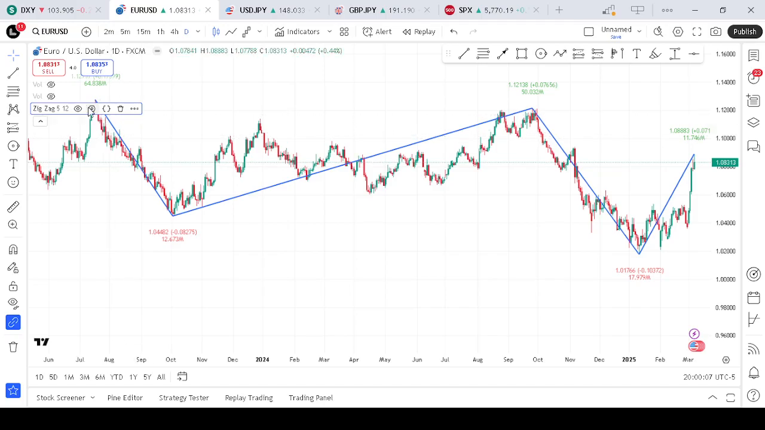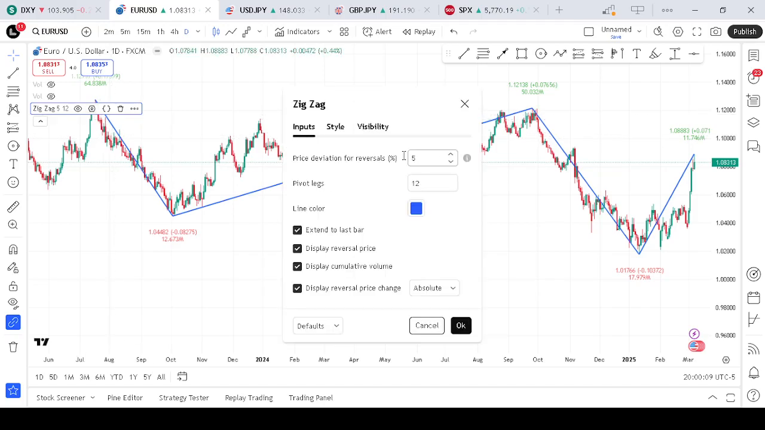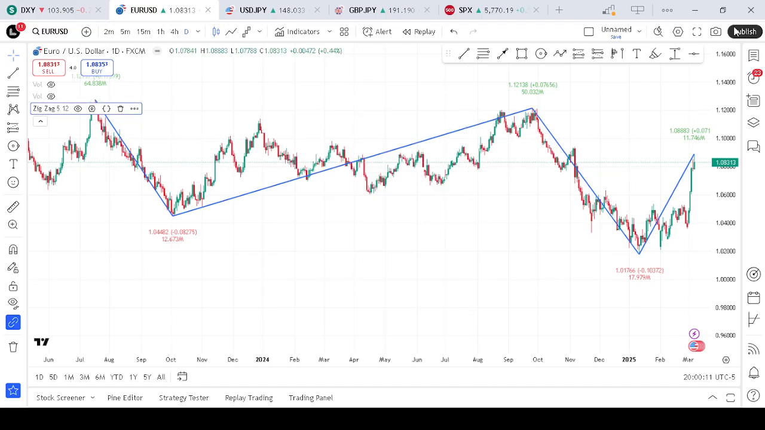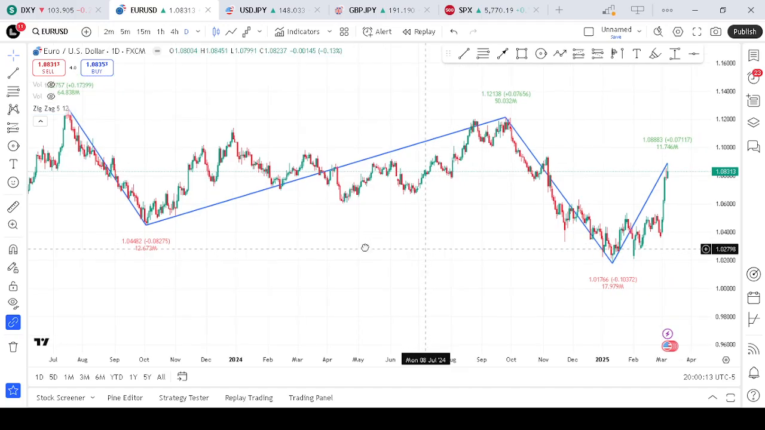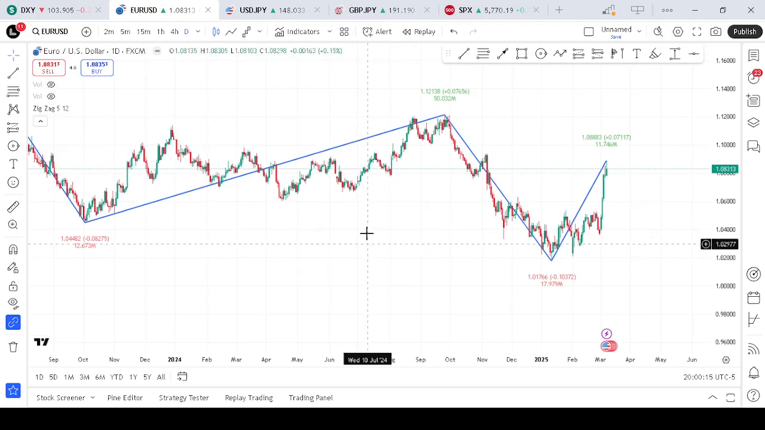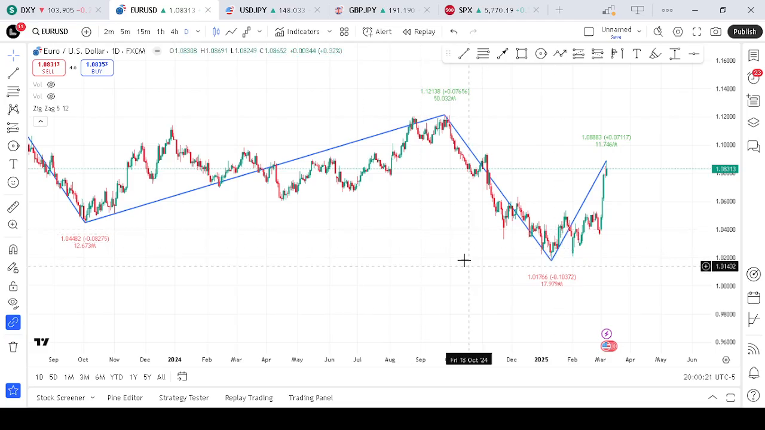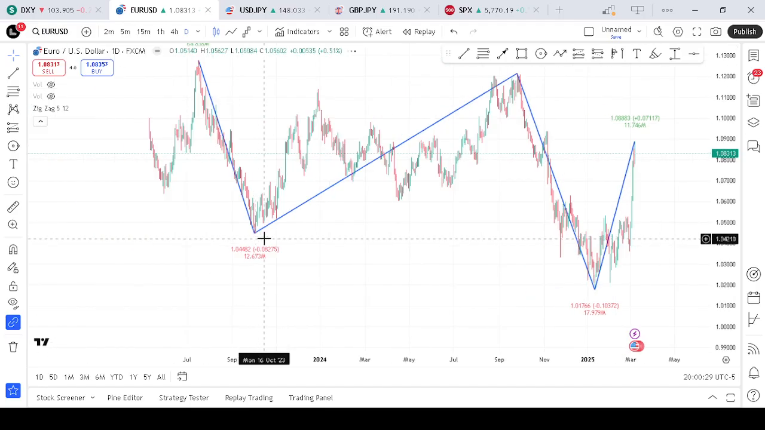the lower deviation setting, which is the 5%, creates a cleaner trend line in the forex market without excessive noise. This precision is crucial for identifying key support and resistance levels in currency trading.